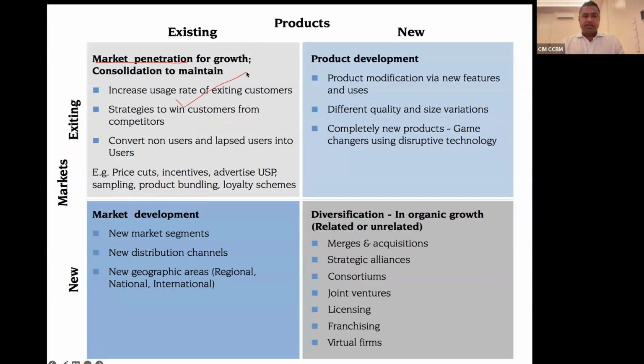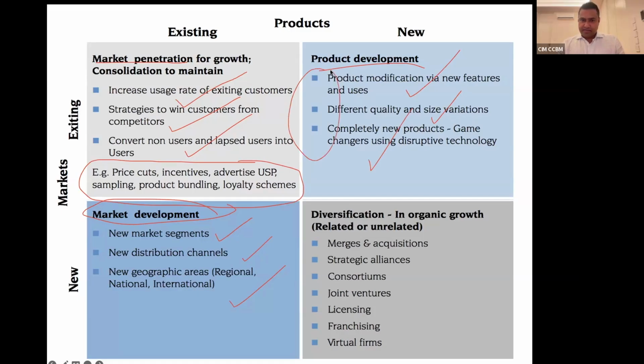How do you increase the usage rate of existing customers? Strategies to win customers from competitors, switch them. There's so many things you can do. Market penetration also means converting non-users or lapsed users into users. Then you have market development: go into new segments, new distribution channels, new geographic areas. Product development: product modification via new features and users, different size and quality variations, and completely new products. So Apple does this in all areas.